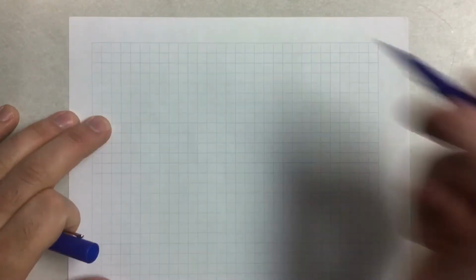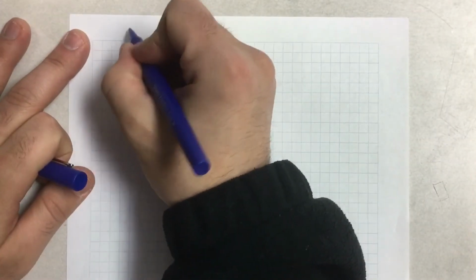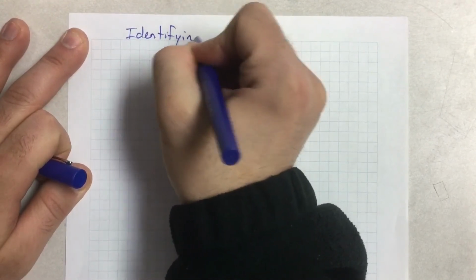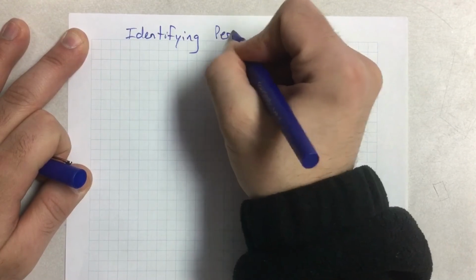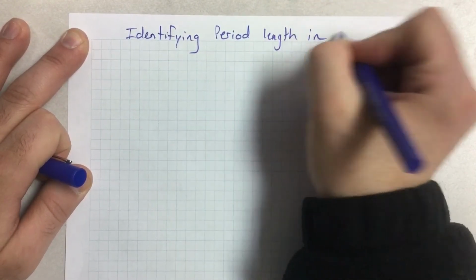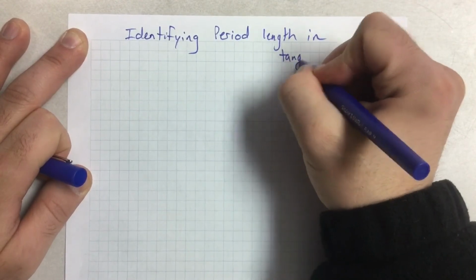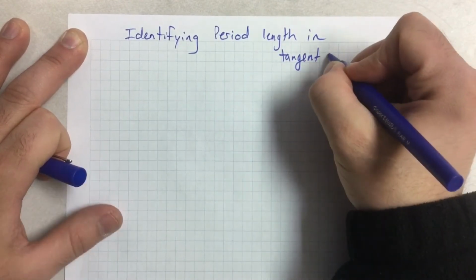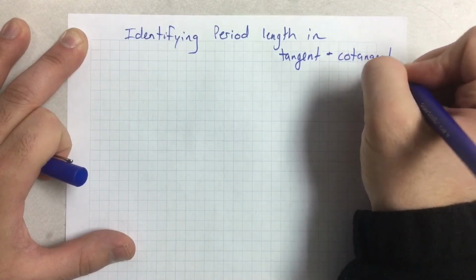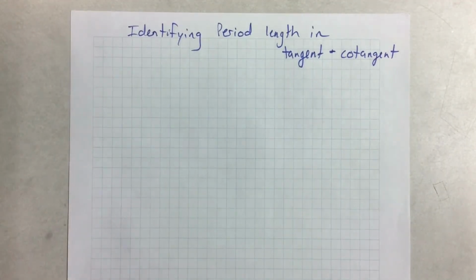So let's title this: identifying period length and interval, tangent and cotangent. So amplitude, we identify the same as we would for sine and cosine.